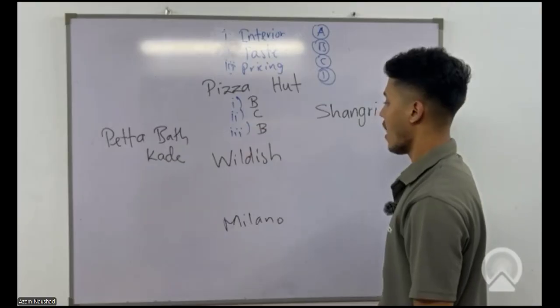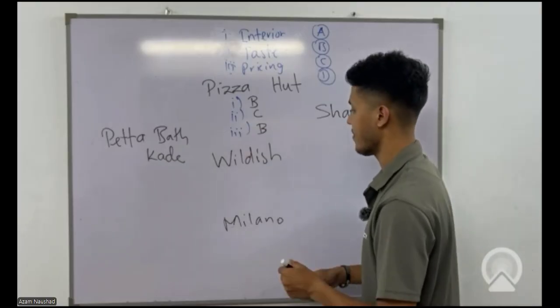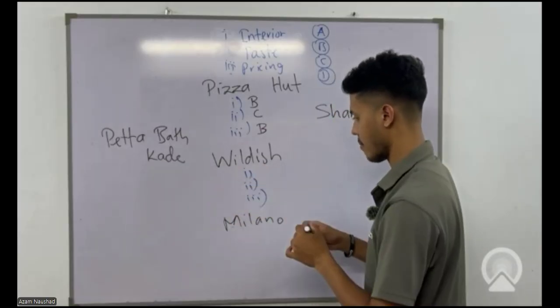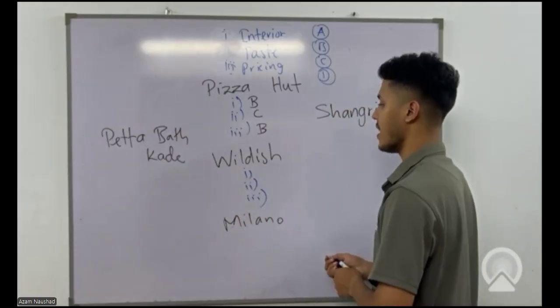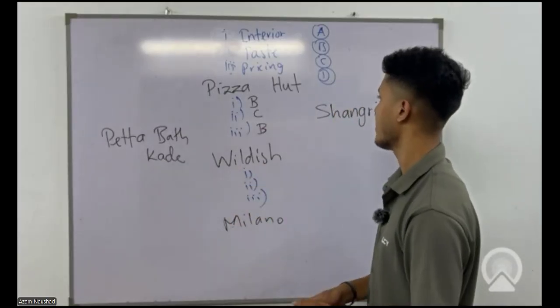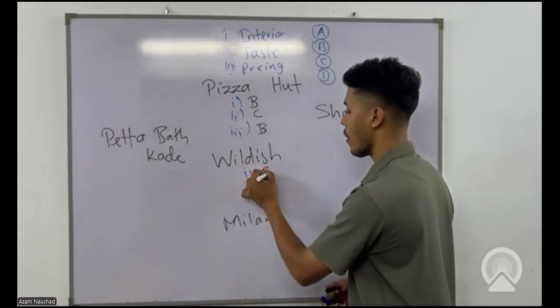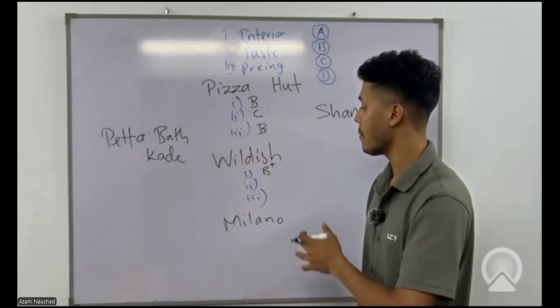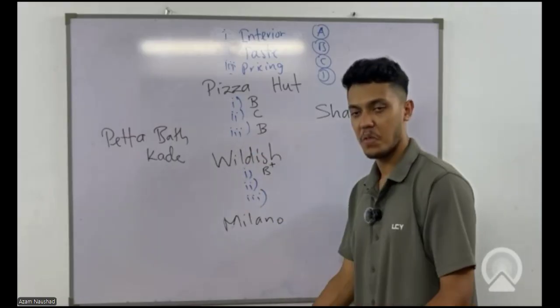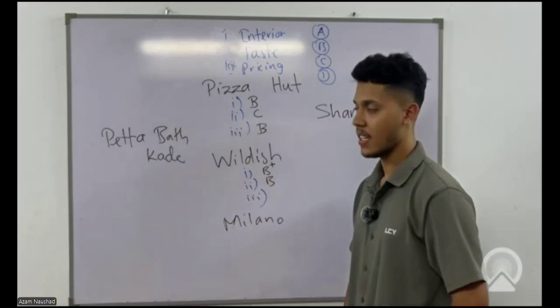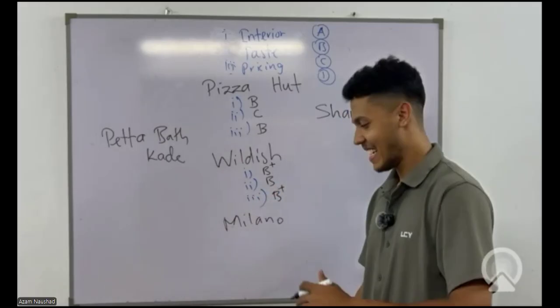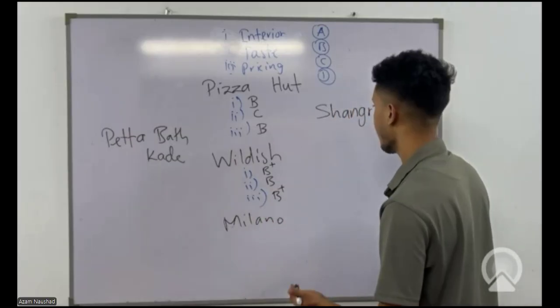Pricing is B. What about Wild Dish? Wild Dish, I haven't visited yet, but we might have an idea. What about the interior? I would say B plus. It's close to Shangri-La. I mean, the ambience is way good, right? B plus. What about the taste? We don't know, so I'm gonna give B. The pricing also, I think B plus, right? I mean, higher price. What about Shangri-La?